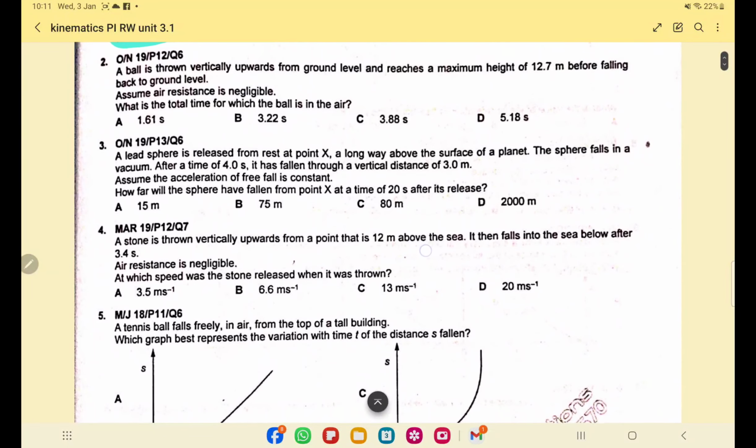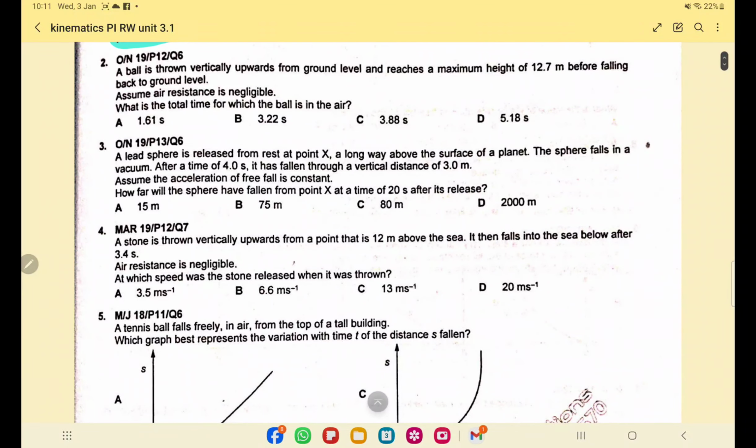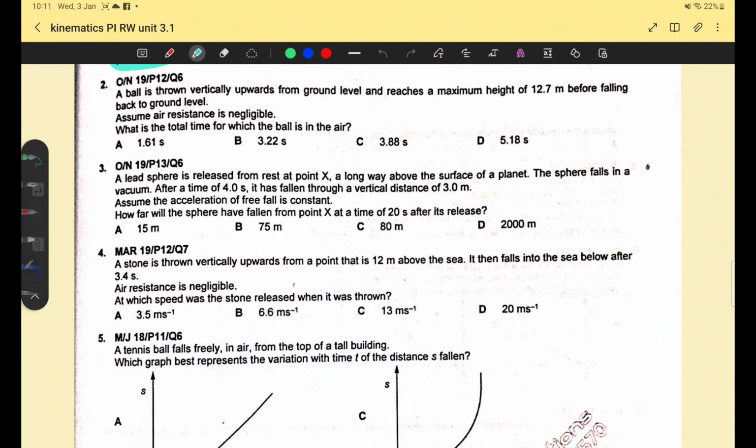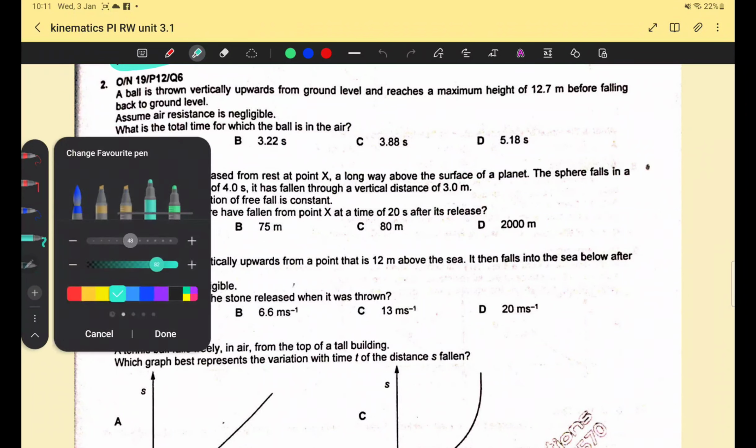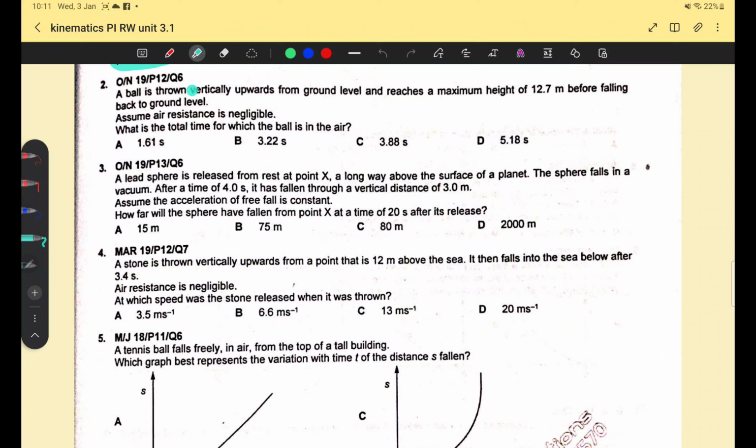A ball is thrown vertically upward. Beta, if any object is thrown vertically upward, then final velocity will be 0, gravity will be minus 9.8. It reaches a maximum height of 12.7 meter. Air resistance negligible means it is free fall motion. We have to calculate time.